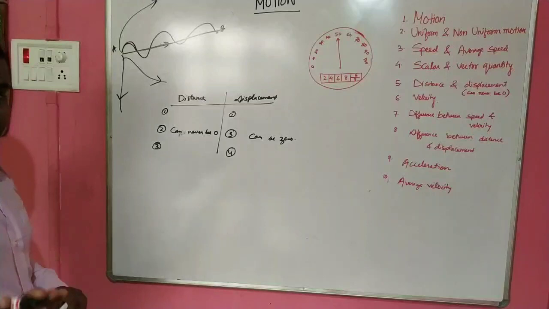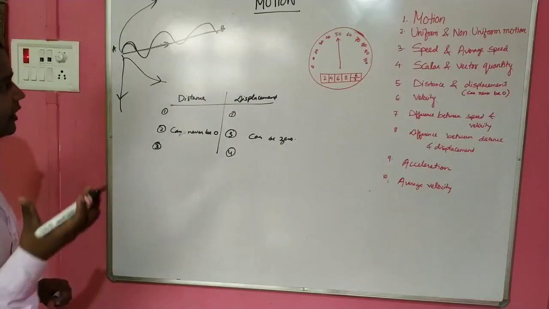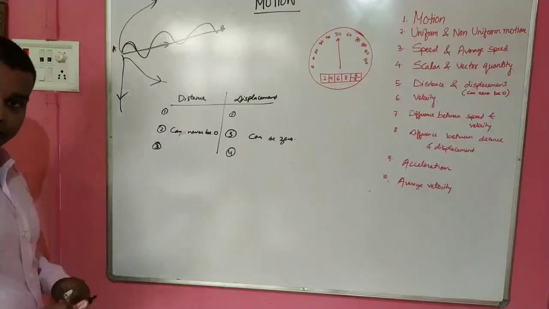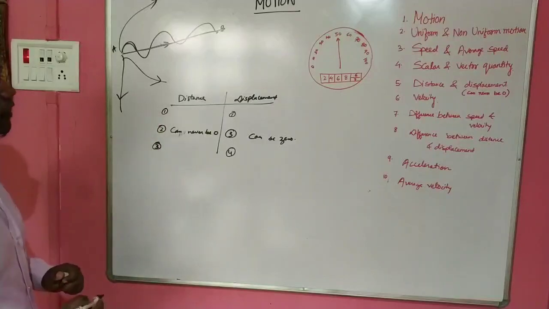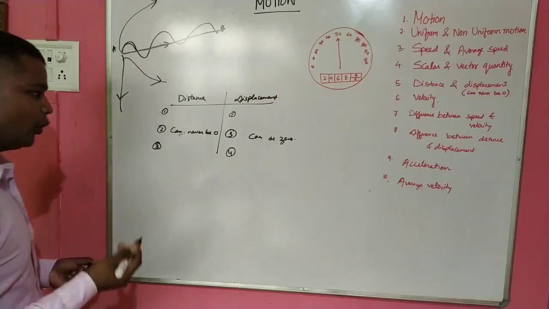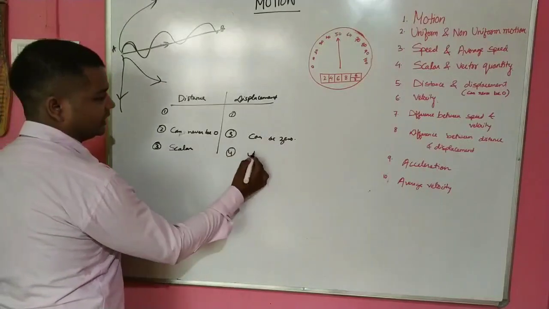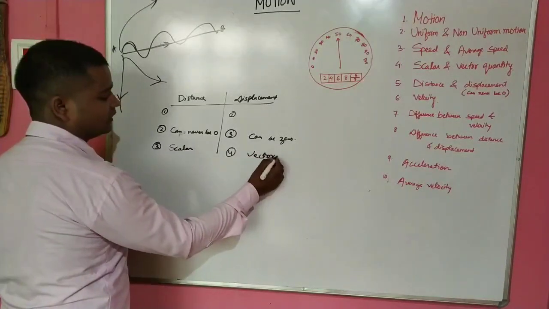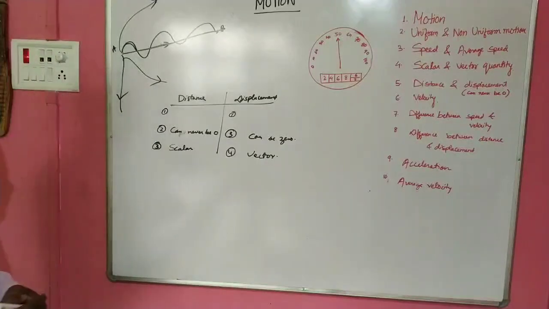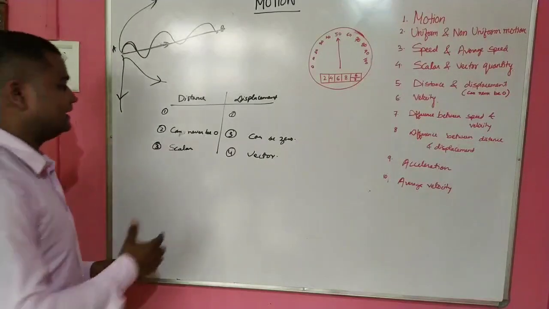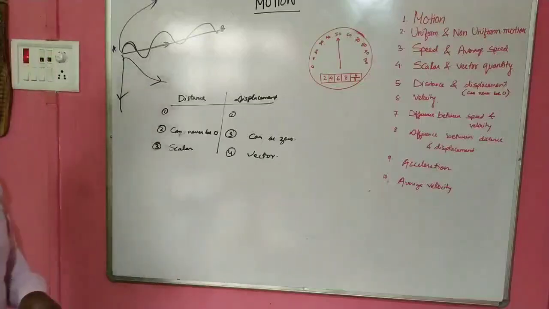So here this direction matters. In case of displacement, direction always matters. So displacement will be a vector quantity because it has both magnitude as well as direction. So distance is a scalar quantity and displacement is a vector quantity, right? So you can write these three differences. Okay.